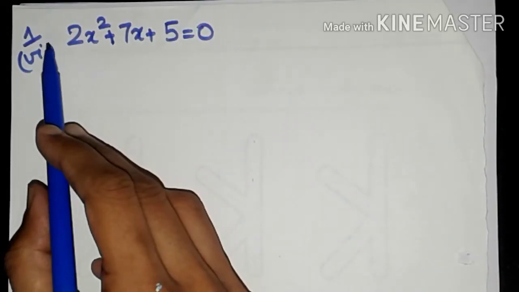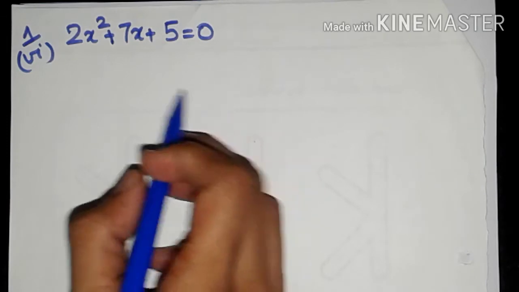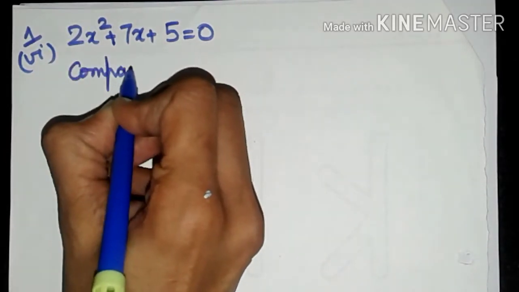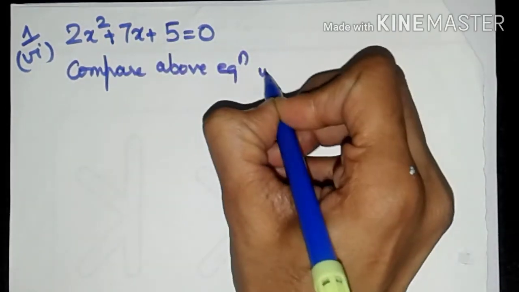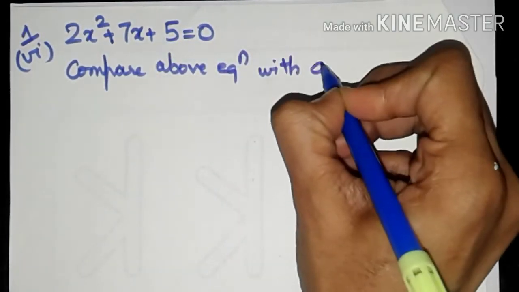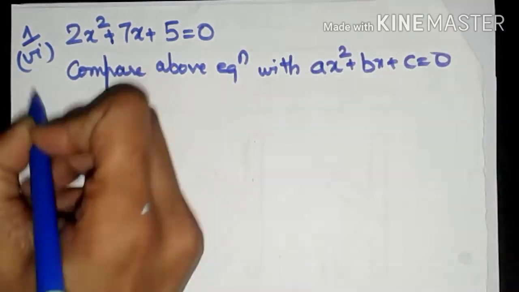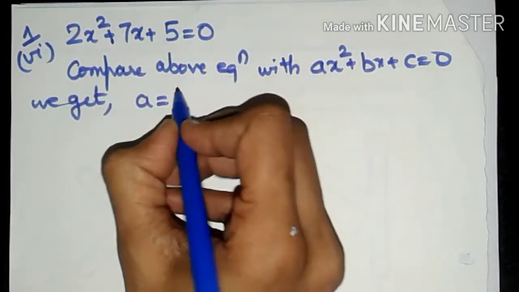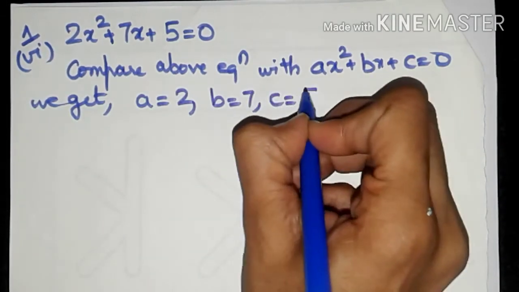Friends, the first question, sixth part, is again this equation. We have to solve it using the formula. So let us compare the above equation with, what is the equation we have to compare it with? ax square plus bx plus c equal to 0. So what are the values of a, b and c? a is 2, b is 7, c is 5.